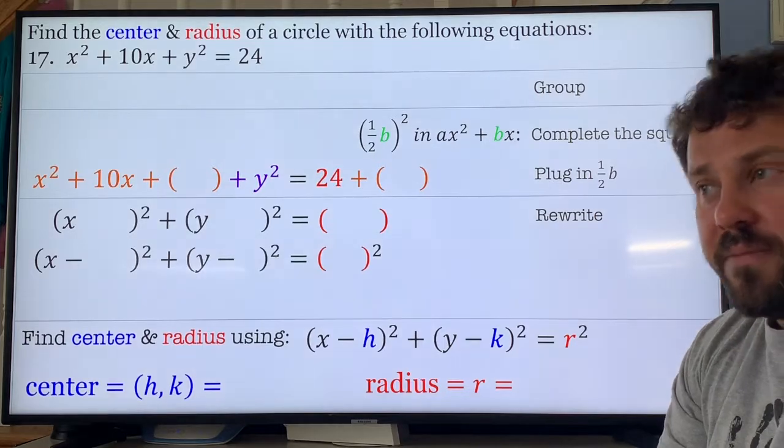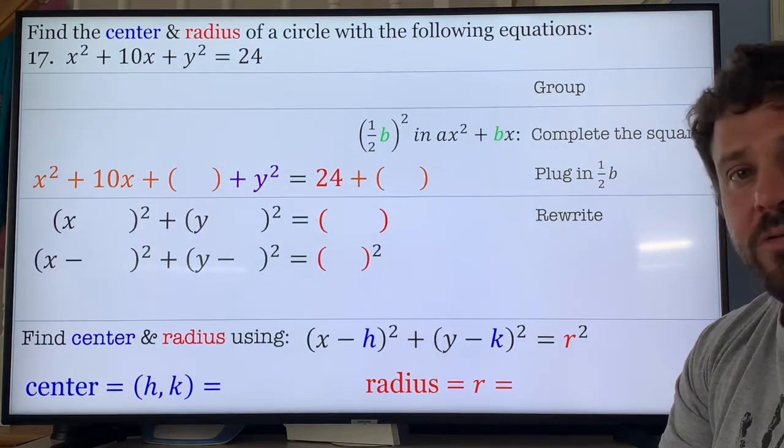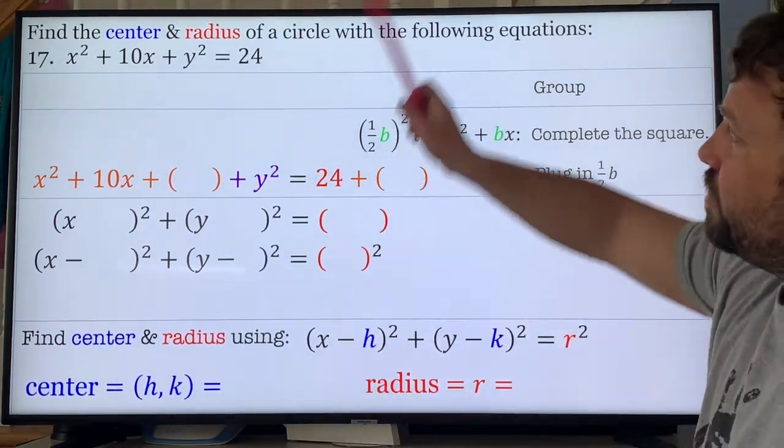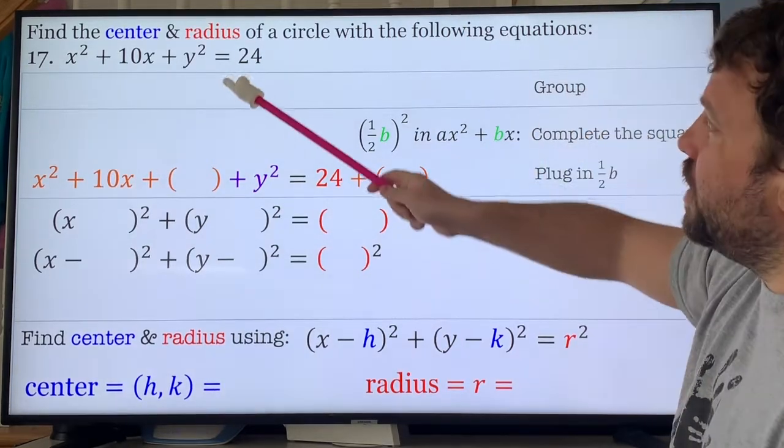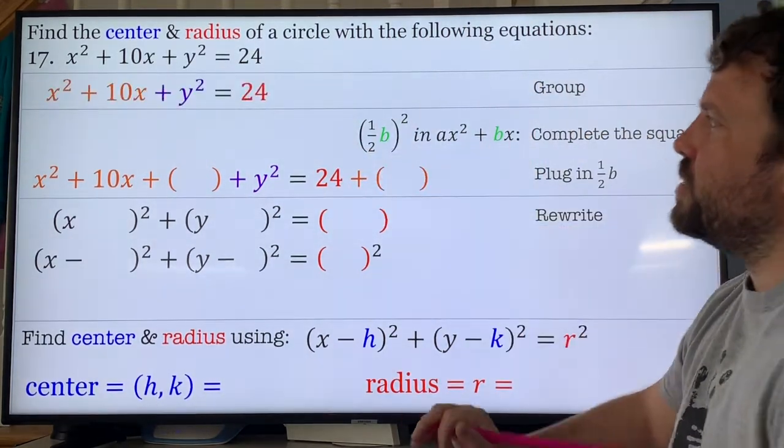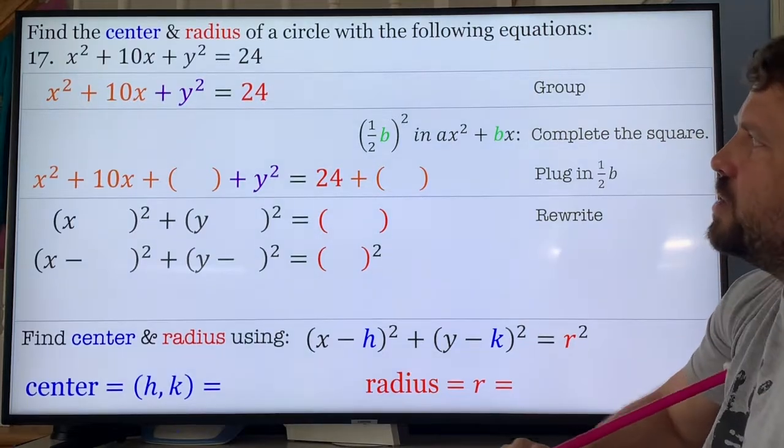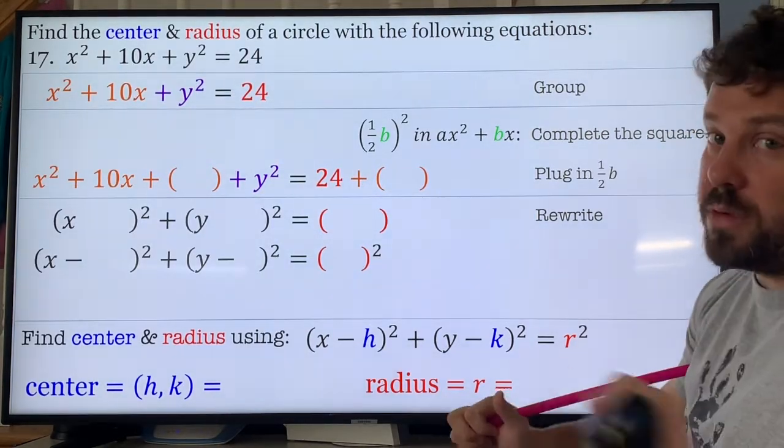Problem number 17. Those of you guys that think you have a handle on it, why don't you try it on your own? If you don't, follow along with me. Go. All right, so first thing, you group. Already grouped. So I got x squared plus 10x, y squared, and 24. Didn't have to do anything. So everyone should at least have got step one.